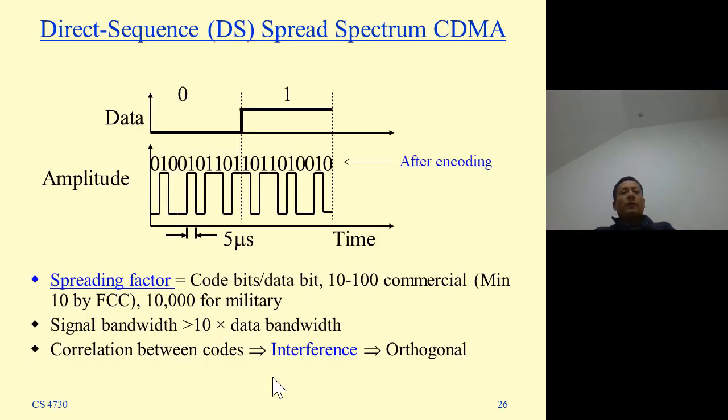So there are two types of CDMA. The first one is called direct sequence spread spectrum CDMA. So the idea is, the top is the original data message we want to send out. Supposedly we are sending out 1 bit 0 and 1 bit 1.